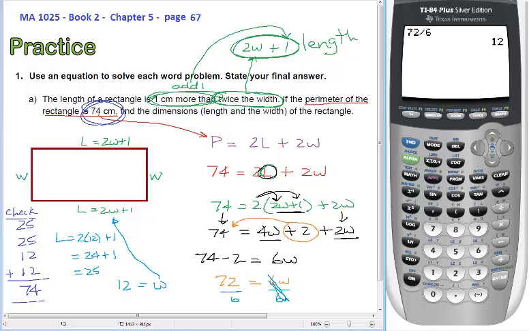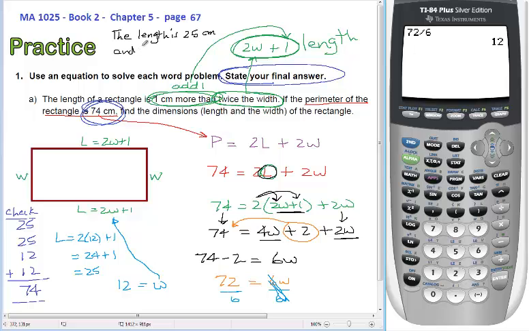So we're done. Now, state your final answer. See those words? That means you should make a statement. In other words, a word problem should have a word answer. So you would write something like this as your final answer. The length is, in this case, what was our length? Our length was 25, so is 25 centimeters.